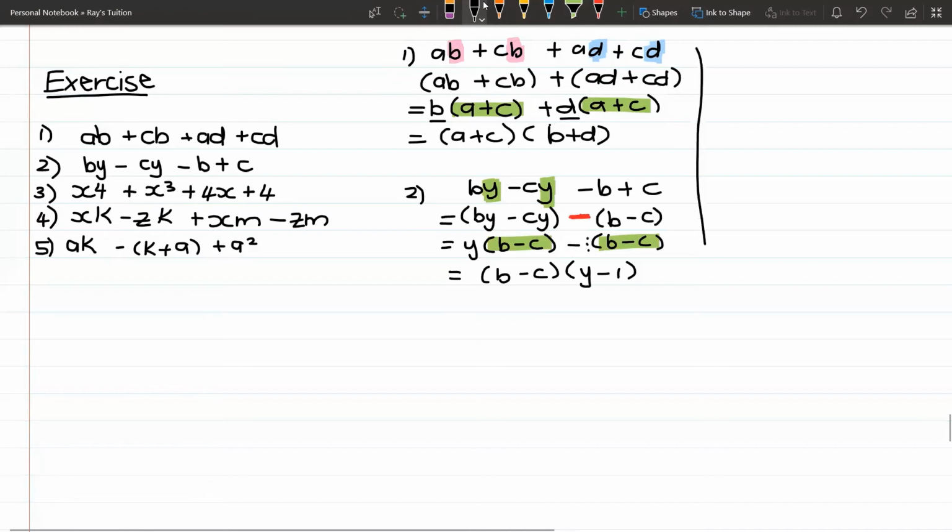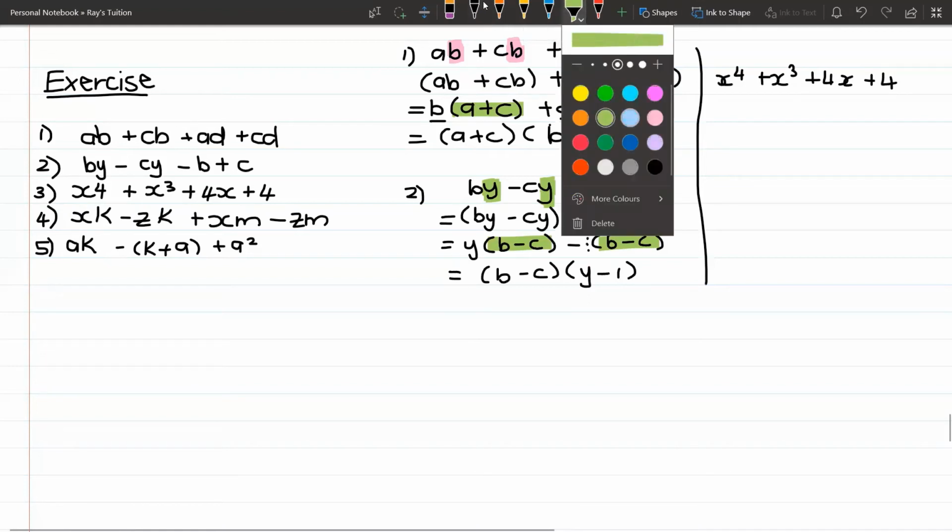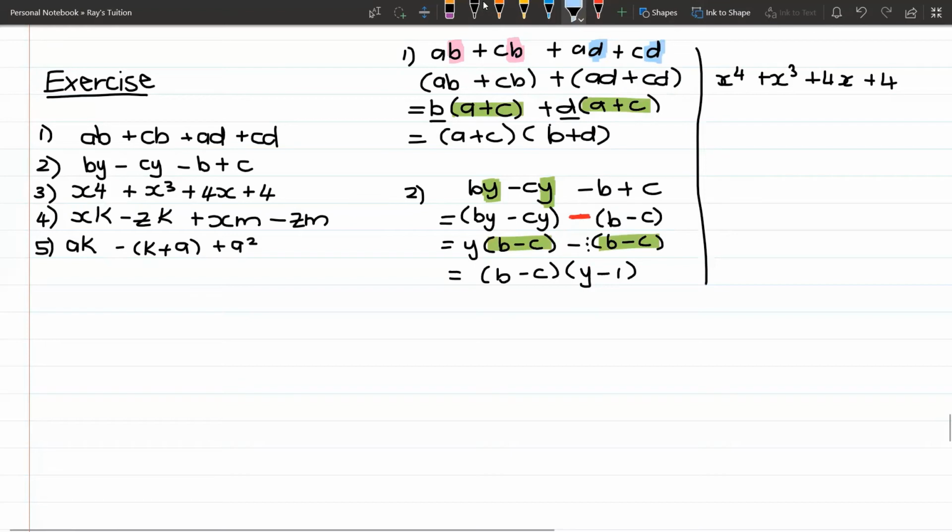Okay, let's have a look at the next one. So we have x to the power of 4 plus x to the power of 3 plus 4x plus 4. So they don't all have something in common. So we're going to look at what does have stuff in common. These two have x cubed in common, and these two have 4 in common. So let us group. So this here is x to the power of 4 plus x to the power of 3 plus 4x plus 4.